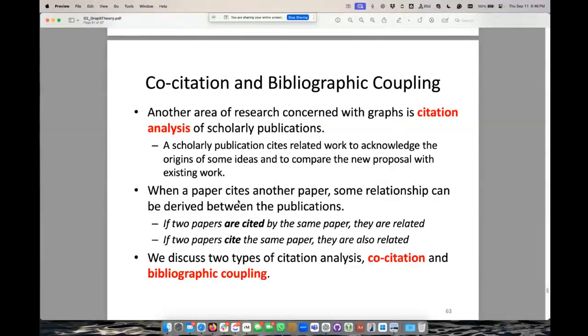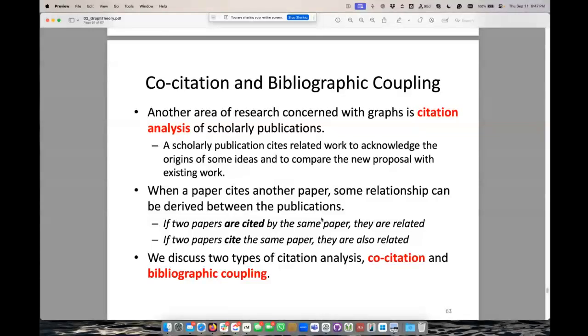Now, if we start extending those relationships of citations between two papers or manuscripts, we can see that if two papers are cited by the same paper, then they could be related, right? Similarly, if two papers cite the same paper, they can also be related. We will take a deeper look at these two statements in the next few slides, but in fact they have their own terminology, which is called co-citation and bibliographic coupling.